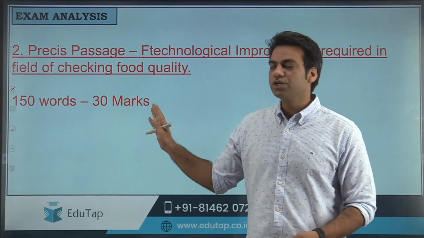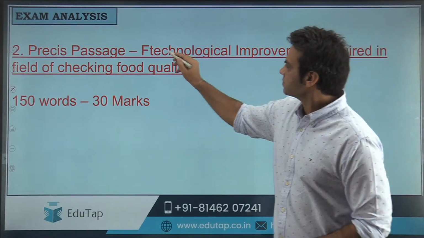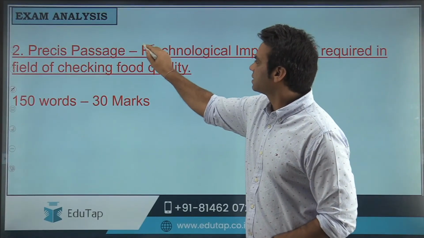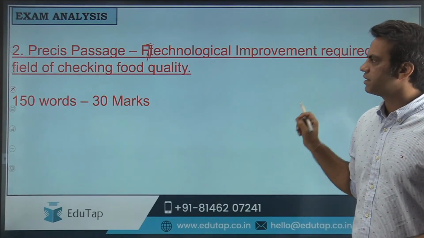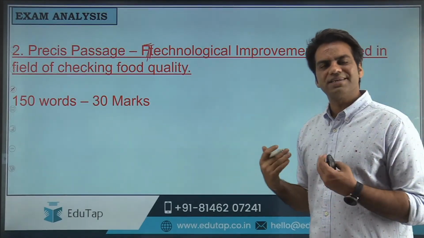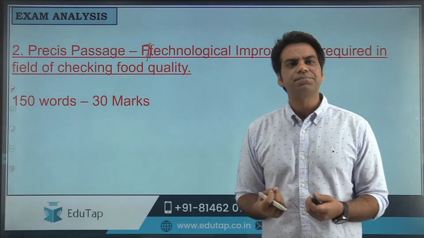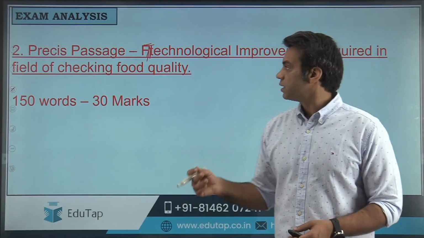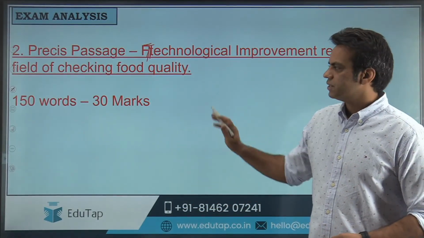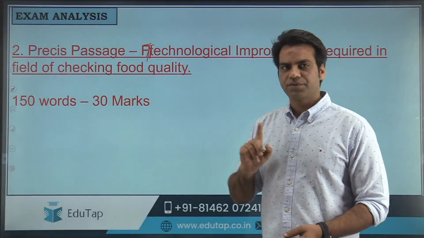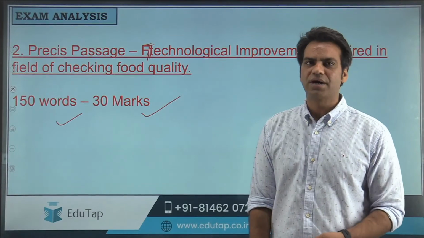But what we know so far is the Precis passage was on technological improvement required in the field of checking food quality. So it was basically assessing food quality and how technology can play its role in assessing food quality, farm to fork chain and everything. So the word limit for the Precis was 150 words and the weightage was 30 marks for this.